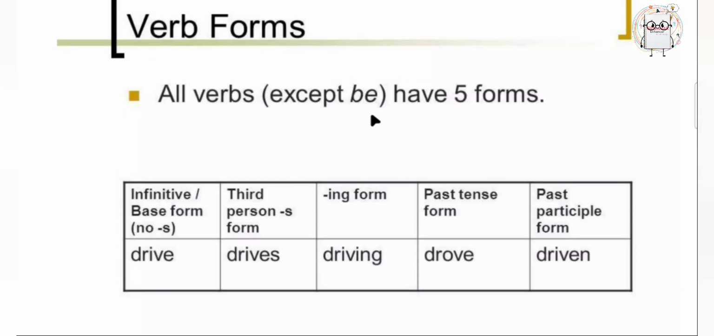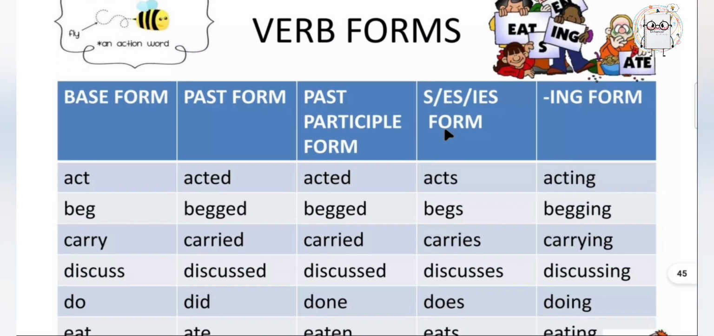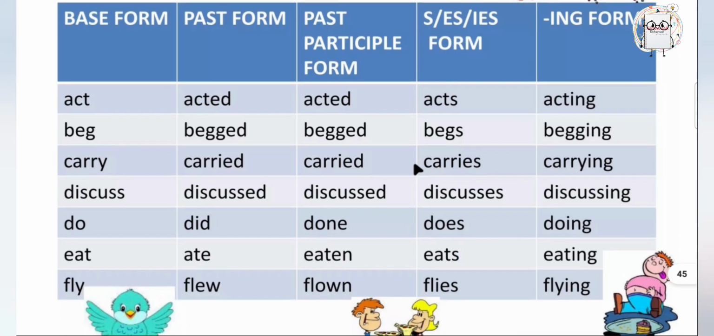All verbs except be have five forms: infinitive, drive; the third person's, drives; ing form, driving; past tense form, drove; past participle, driven. These are the forms of verbs. You can easily define these verbs.